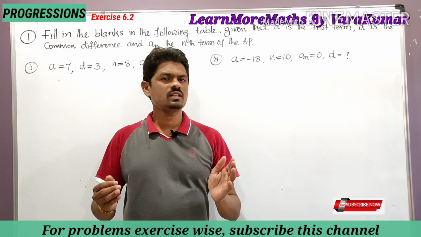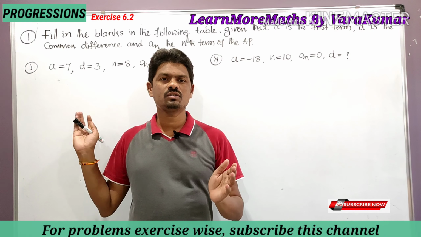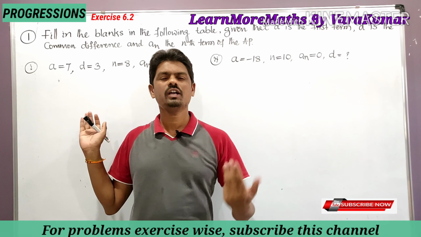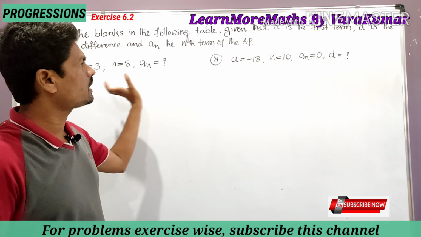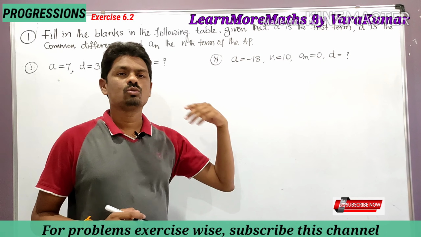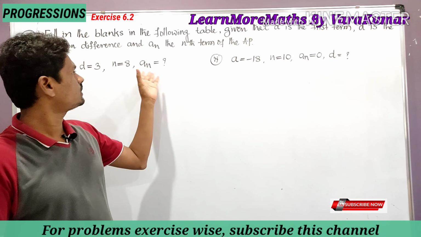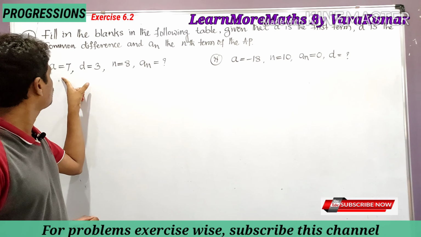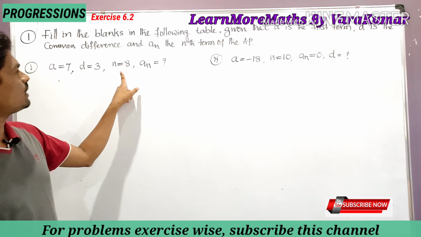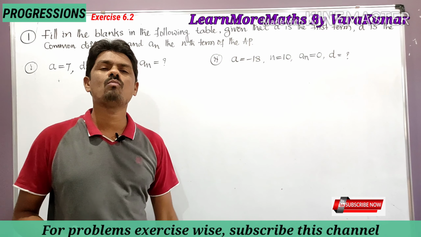Student, here he has given a tabular form in the first question. There are 5 bits in the first question. He has given it in tabular form, but I have written it like this, student. So he has given some terms. In the first one he has given A is equal to 7, D is equal to 3, N equal to 8, AN is equal to how much?